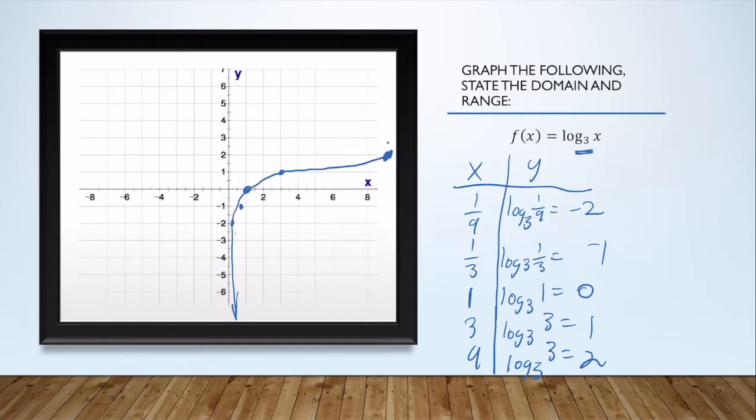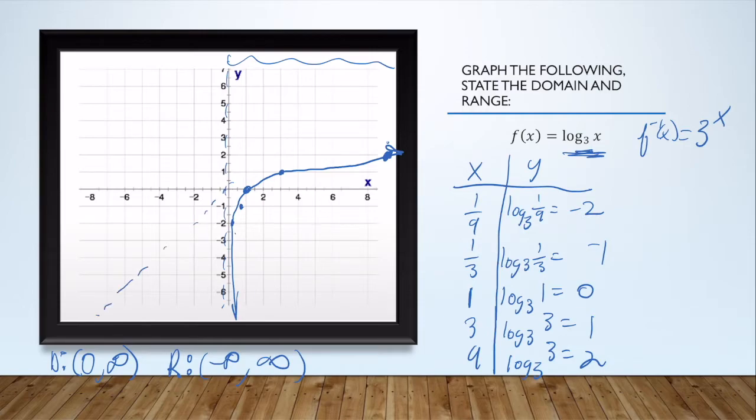So here's our function. We've got a vertical asymptote at x equals 0. My domain, which is all possible x values, goes from 0 to positive infinity. And my range goes from negative infinity to positive infinity. The inverse function of this, f inverse of x in this case, would be 3 to the x, and it would be reflected over the y equals x axis.